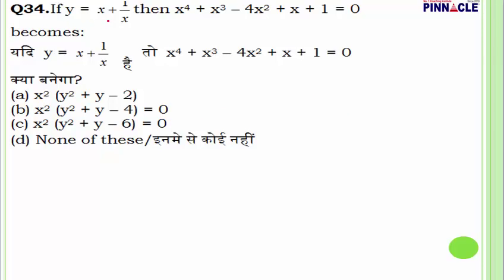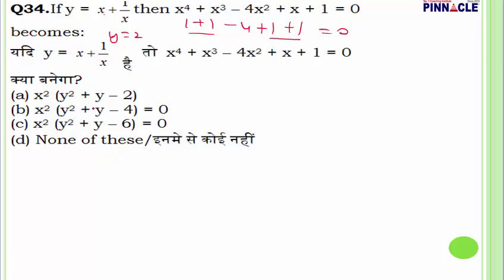Next question, question number 34. If y is equal to x + 1/x, then x⁴ + x³ − 4x² + x + 1 is equal to how? Let's say x is equal to 1, then y would be equal to 2, because 1 plus 1 is 2. Now we have put value 1, so 1 + 1 − 4 + 1 + 1 is equal to 0. So this is true for x equal to 1 and y equal to 2. There is no need to calculate further, you can just put the value in the options.